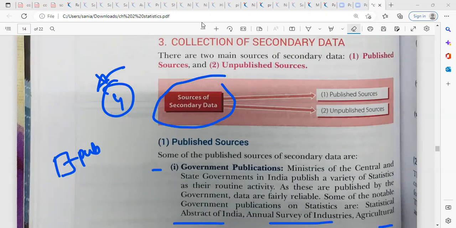Teacher, can you scroll down a little bit? Everyone done the first part, government publications? Yes, ma'am. Yes, teacher.